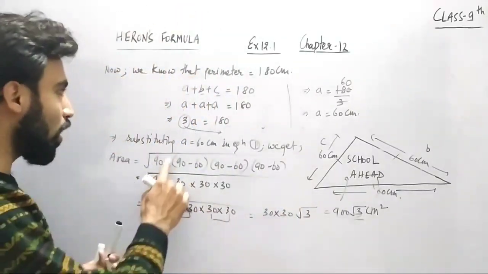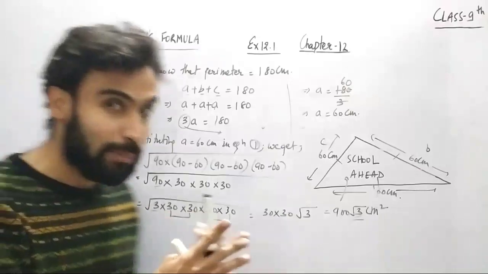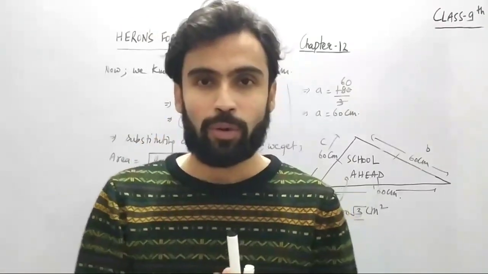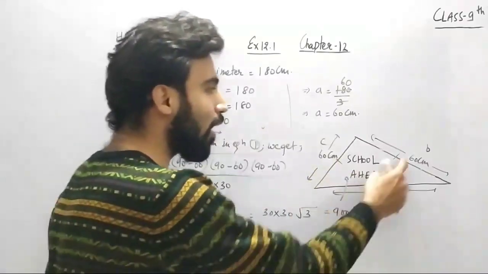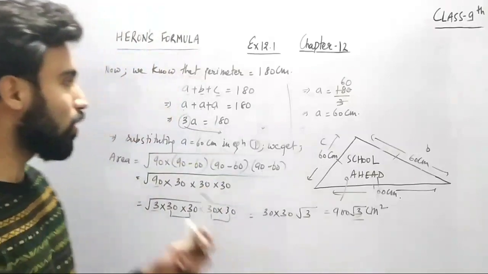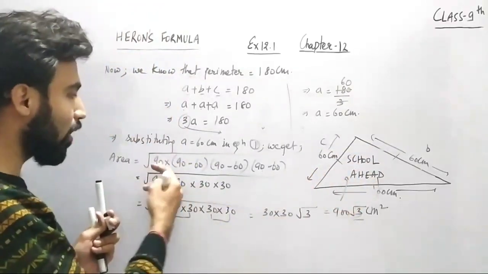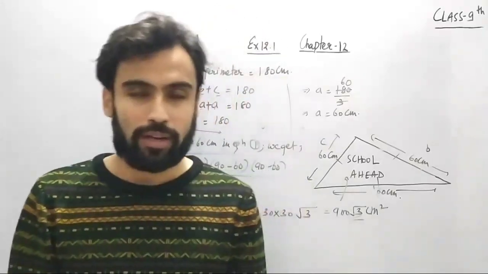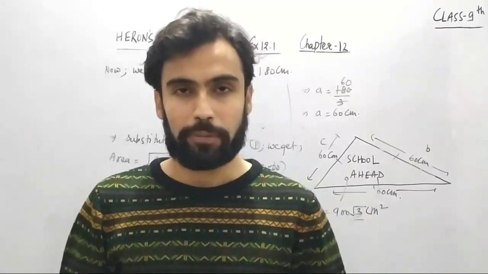Now I hope you have understood how to calculate the S, that is the semi-perimeter, the half of the perimeter. If it is given, just halve that value. If the perimeter is not given, then simply add the given 3 sides and divide it by 2. Then you know the sides and the semi-perimeter, just substitute that in the formula, you will get the area of that triangle. So that was all in the first question here.